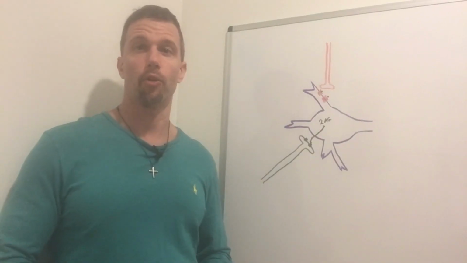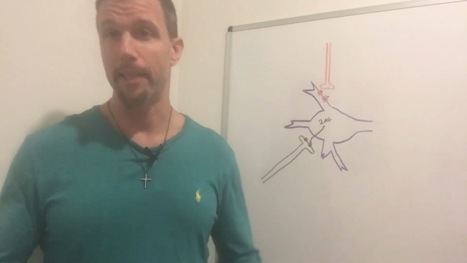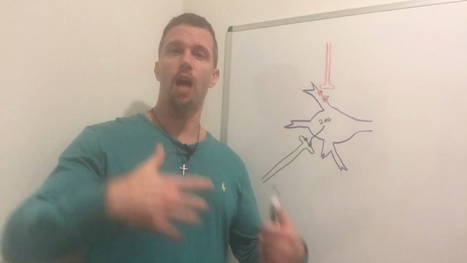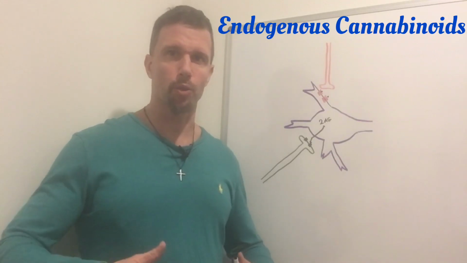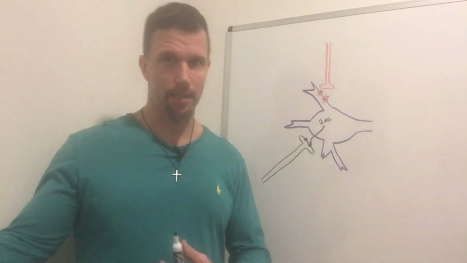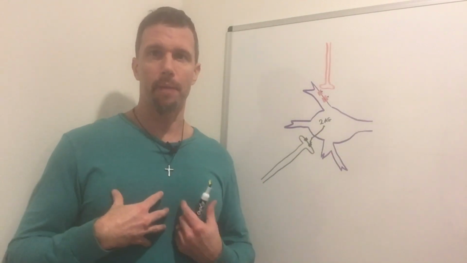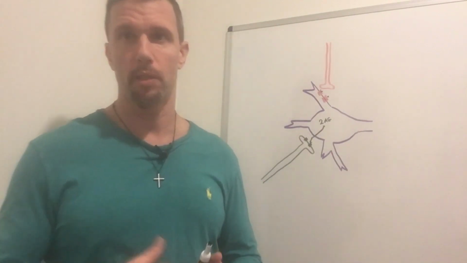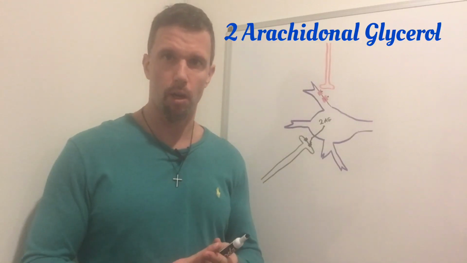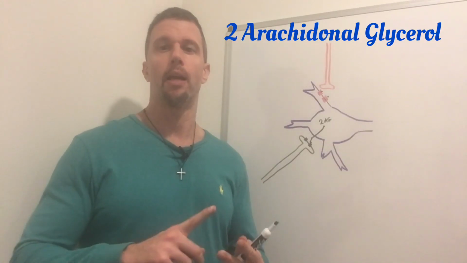Let's discuss how endocannabinoids help us learn. Endocannabinoids are endogenous cannabinoids, so that's molecules our body makes. This is not THC. THC is exogenous. So our body makes two endogenous cannabinoids named 2-arachidonoyl glycerol, or 2-AG, and anandamide.